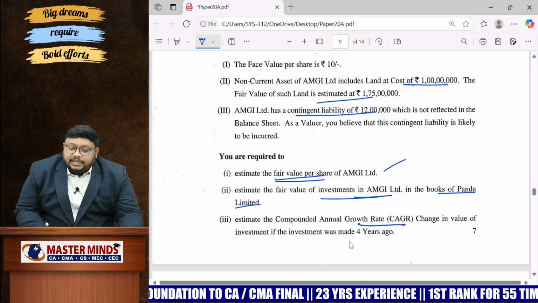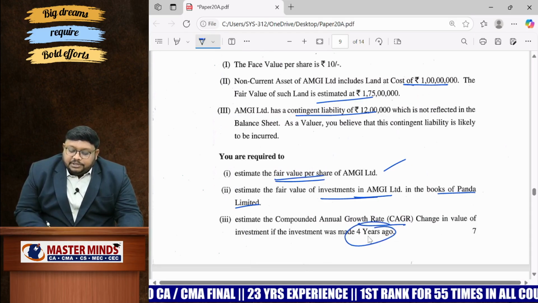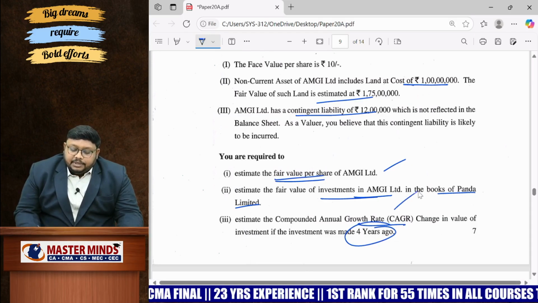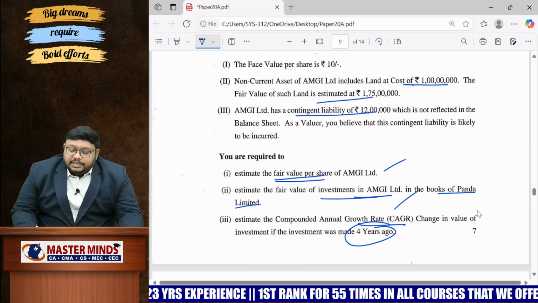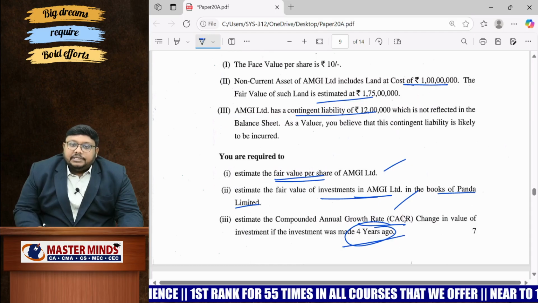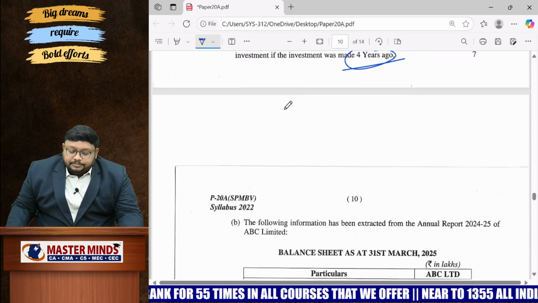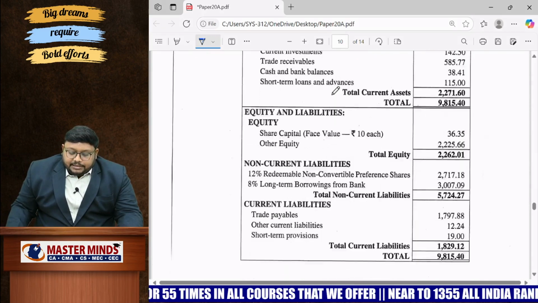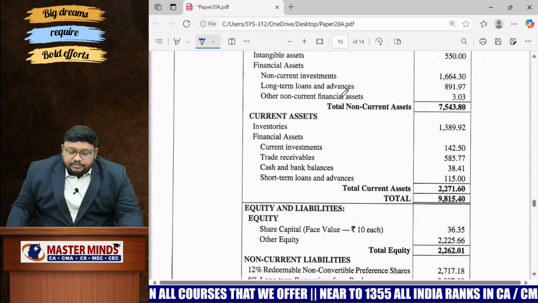And CAGR is also asked for the same. So 4 years back, if you purchased this investment, what is the growth? So we have the compounded annual growth rate, the CAGR percentage, that we need to calculate. So if you purchased the share 4 years before, how much it fluctuates after 4 years. So coming to the next question, they have given the balance sheet here.